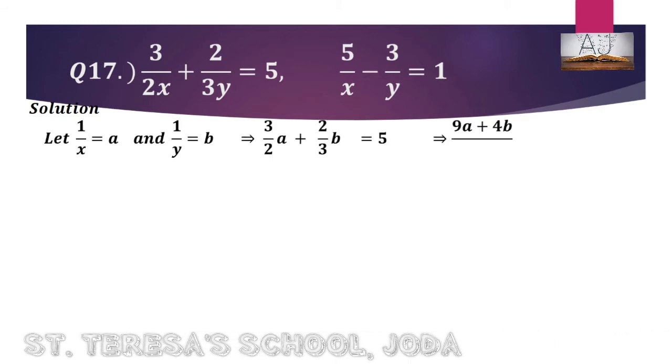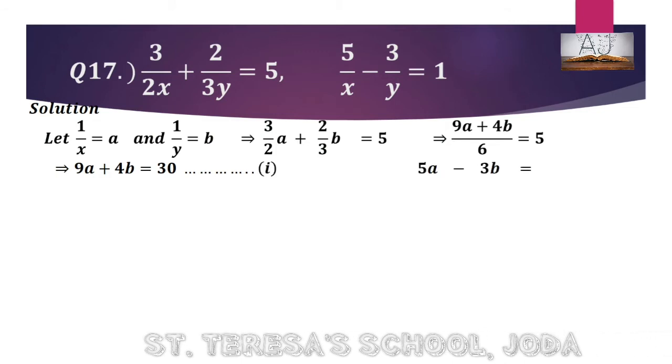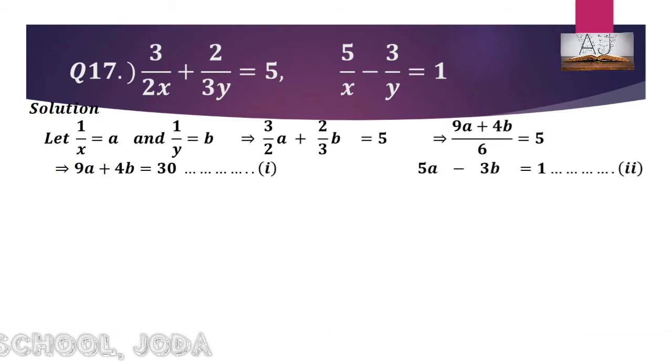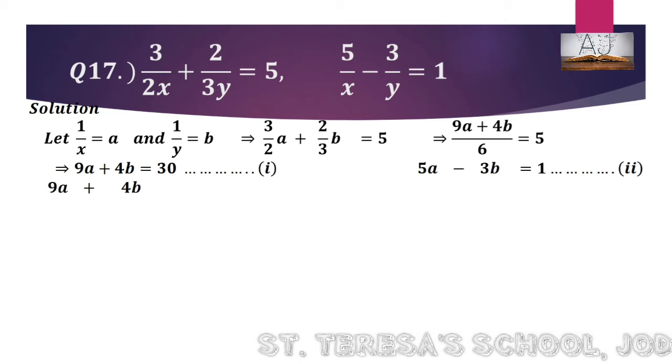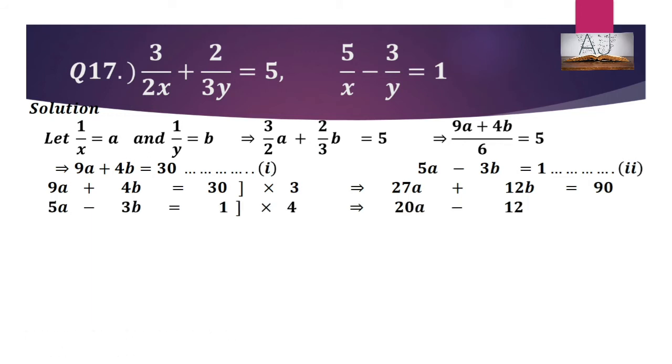So let us assume 1 by x equal to a and 1 by y equal to b. By doing so, it becomes a little easier to do. So it becomes 3 by 2a plus 2 by 3b equal to 5, and then simplify and get the first equation. So the first equation comes 9a plus 4b equal to 30. Similarly, the second equation 5a minus 3b equal to 1.